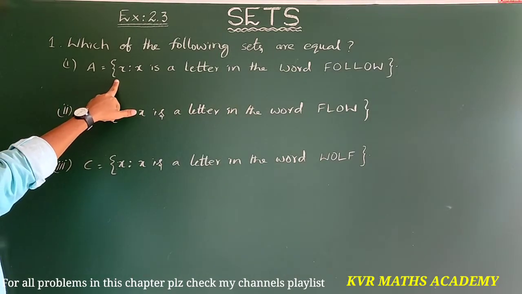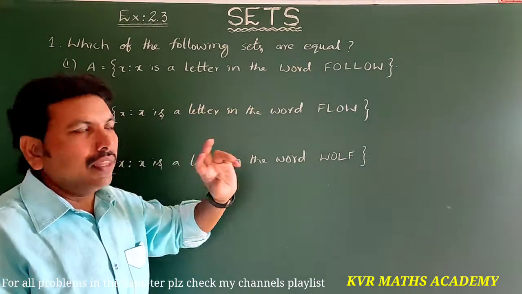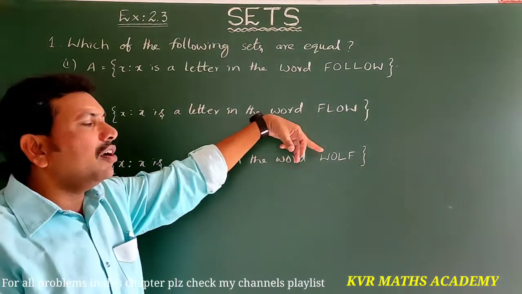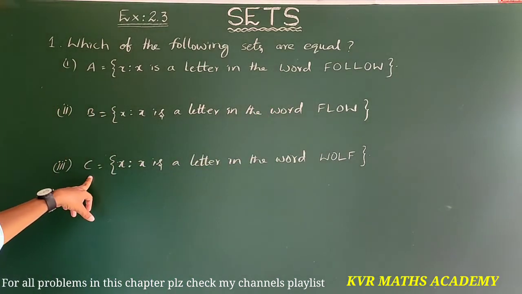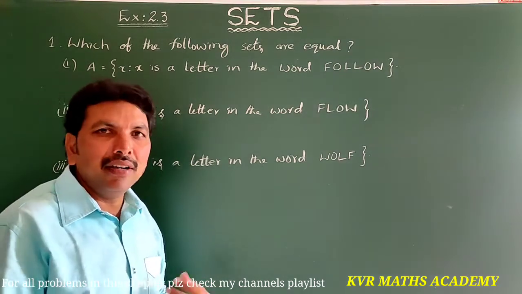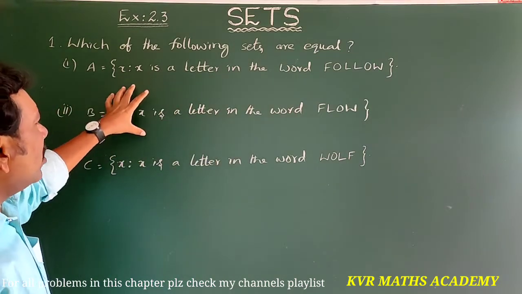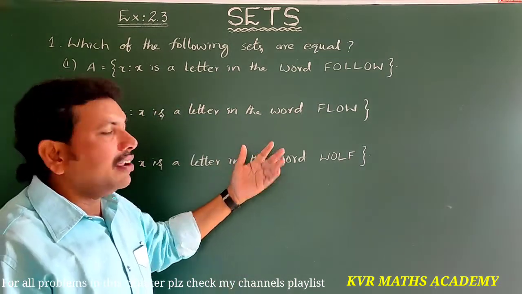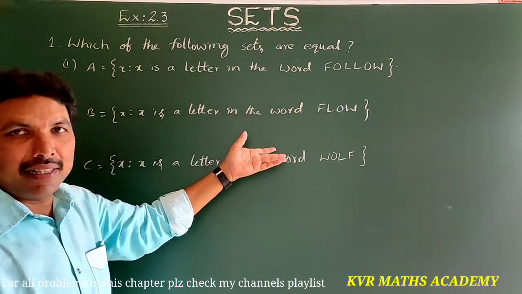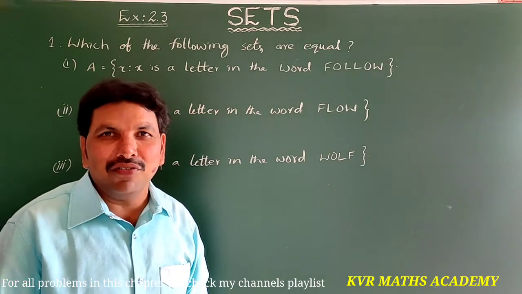A is equal to set of x such that x is a letter in the word follow. Next, B is equal to set of x such that x is a letter in the word flow. Next, C is equal to set of x such that x is a letter in the word wolf. Here all three sets are given in set builder form. We have to convert these into roster form first.